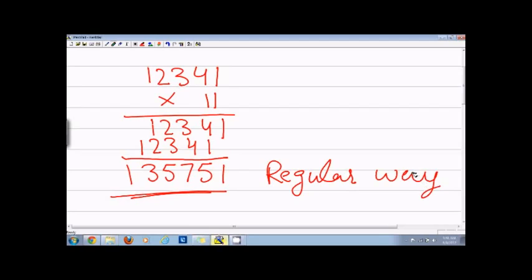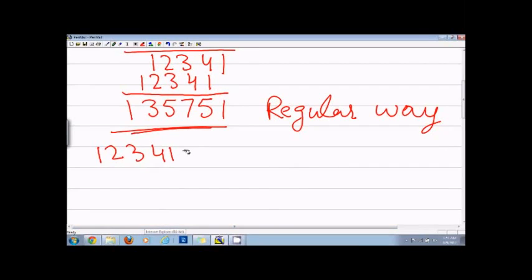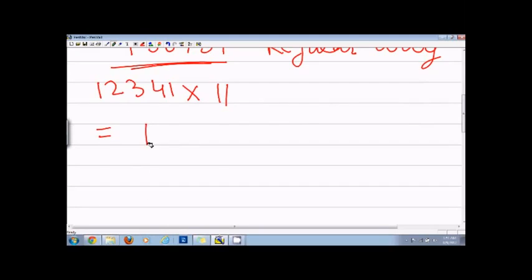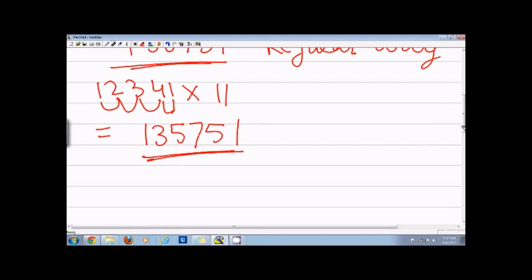Now we can skip all this writing and approach this problem in a different way. Suppose we have 12341 and we want to multiply it by 11. What I'll do is write 1 here and then add 1 and 2, that is equal to 3, and then add 2 and 3, that is equal to 5, and then add 3 and 4, that is equal to 7, and then add 4 and 1, which is equal to 5, and then write 1 in the end. So the answer is 135751.